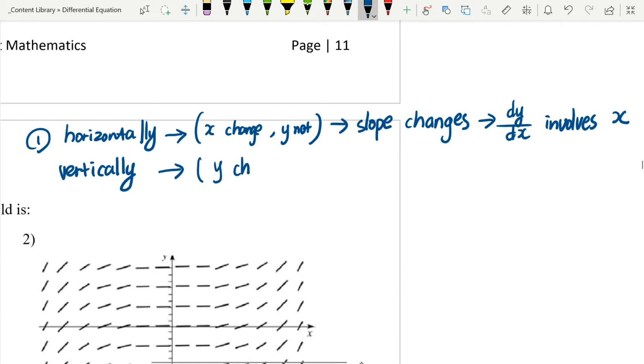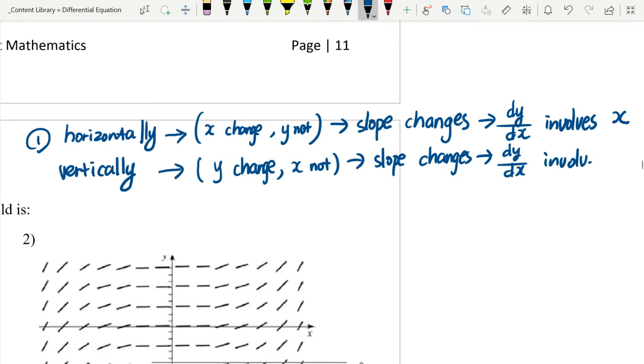So when you fix a vertical line, Y changes, X does not. If the slope changes, it means dy/dx involves Y. I'll take an example to discuss with you.